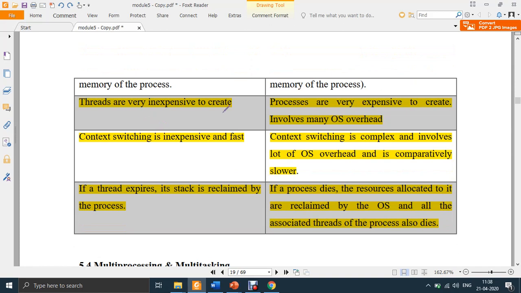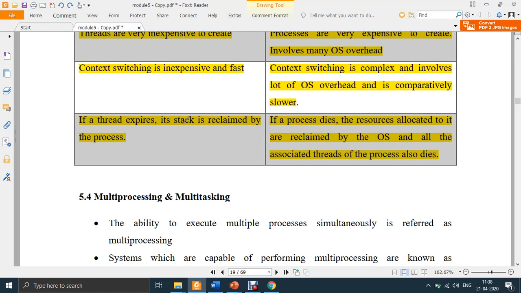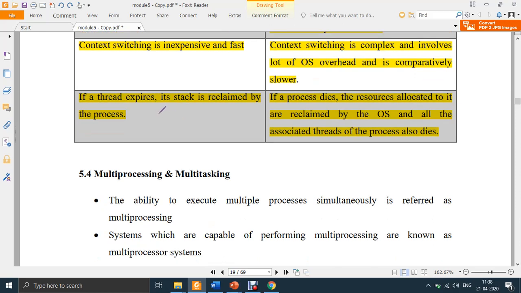Threads are very inexpensive. Processes are very expensive to create and involve OS overhead. Context switching is inexpensive for threads, while context switching is complex for processes. You have to remember this difference. It can be asked for 4 or 5 marks: differentiate between a thread and a process. If a thread expires, the stack is reclaimed by the process. If the process expires or dies, the resources are reclaimed by the OS.